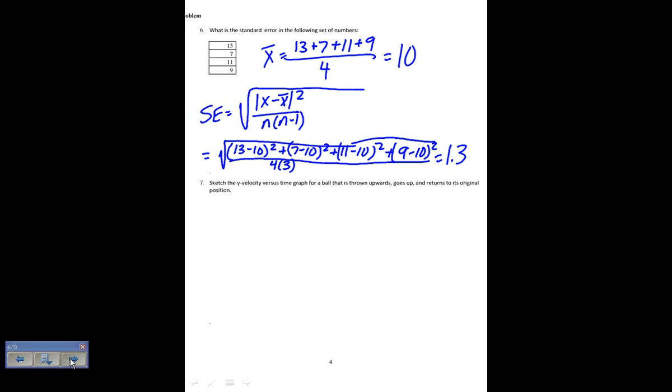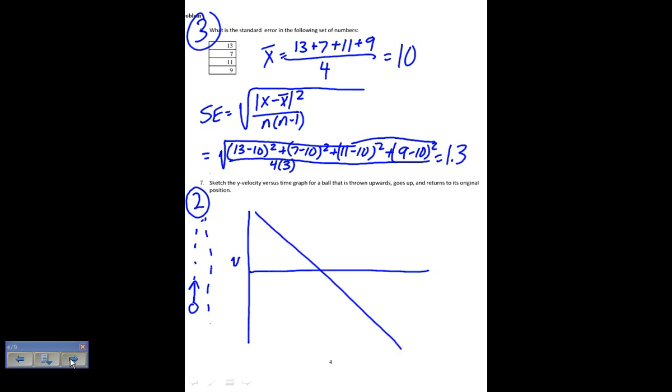All right, sketch the, oh, by the way, this was worth 3 points. Number 7 was worth 2 points. Sketch the y velocity versus time graph for a ball that's thrown upwards, goes up, and returns to its original position. All right, so I'm looking for a ball that goes up, up, and then back down again. All right, its y velocity, Vy, versus t looks like this. It initially has a big velocity in the positive direction that decreases. It's 0 at the top, and then it increases in the negative direction until it comes back to your hand.